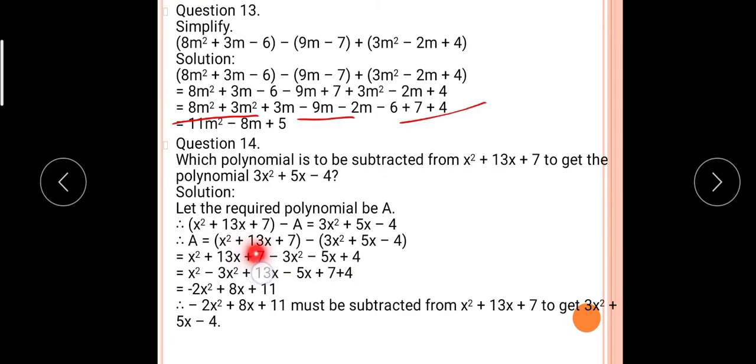So x square plus of 13x plus of 7 minus of 3x square plus of 5x minus of 4. After subtracting, all the terms of this second bracket of the polynomial change. So a is equal to x square plus of 13x plus of 7 minus of 3x square, minus 5x, and minus minus becomes plus 4. So x square minus of 3x square plus 13x minus of 5x plus 7 plus 4. So what you will get? Minus 2x square plus of 8x plus of 11.